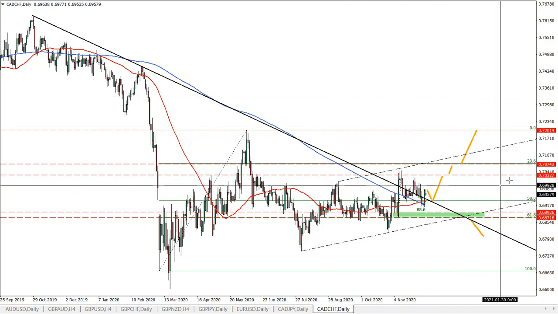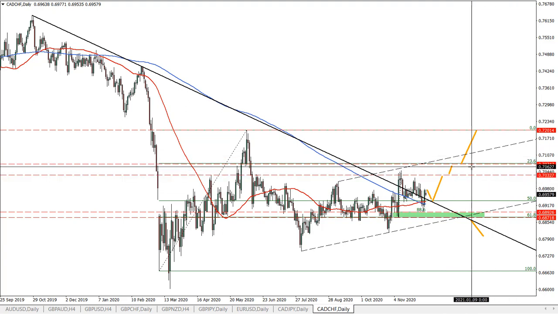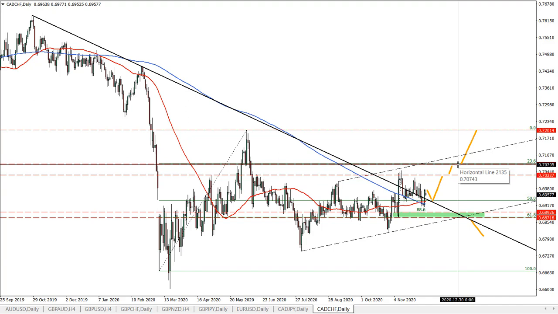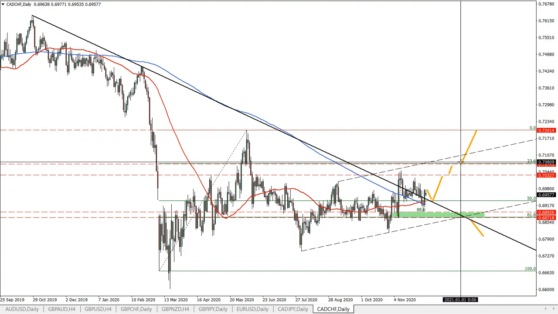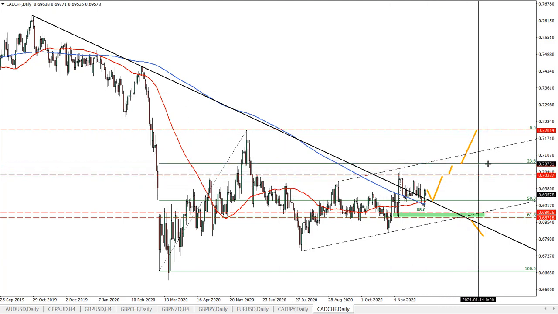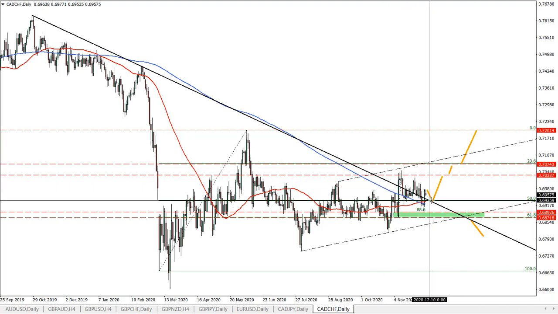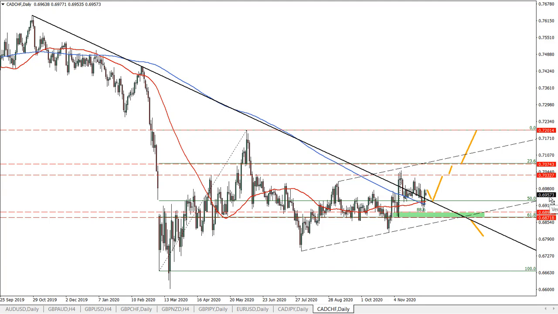But all in all, I would consider these two levels, the nearest, are the most important. And we need to see either rejection or the breakouts to confirm either a move to the downside or a long-term uptrend. I think the long-term uptrend can only be confirmed upon the break above the 23.6. So we're looking at this kind of move, considering that currently it's trading at 0.6957.